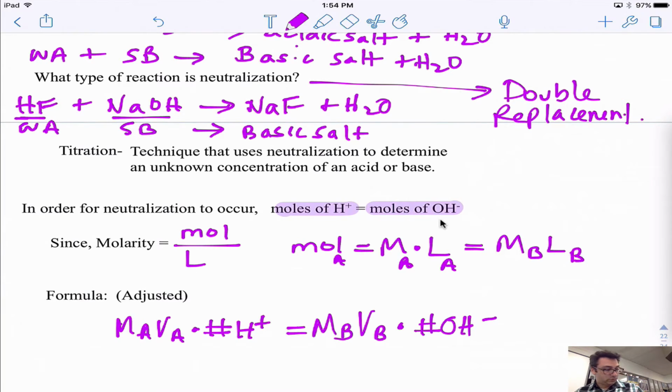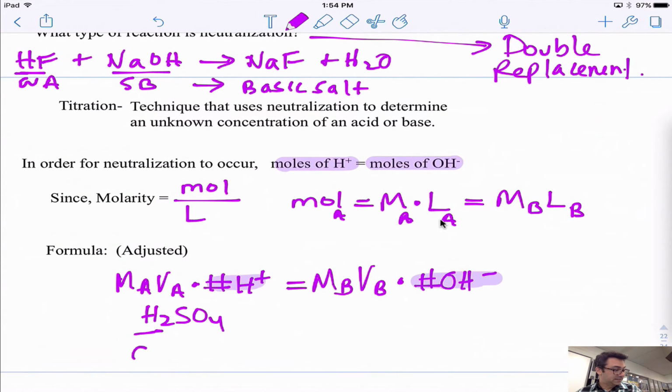Now why do I include this extra part here, the number of H plus and the number of OH minus? That's to account for the balanced equation. When I say number of H pluses, what I mean is, let's say that you have something like H2SO4. That would have two H's in it. Let's say you had something like CH3COOH. People might look at this and say, oh, you have four H's. But in reality, only one of the H's forms H plus ions, and that's the H right here.